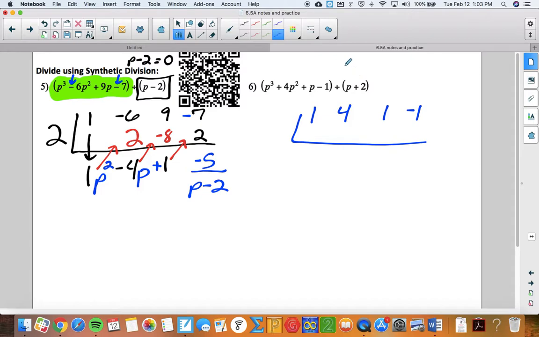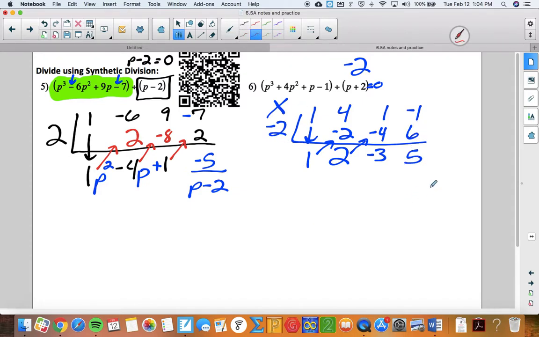So now what we're going to substitute in using synthetic substitution is not this. It's what makes this equal 0, which is a negative 2. So I'm using a negative 2 out in front. Drop down your first coefficient, multiply it by this multiplier, which is negative 2 now. And you add, you get 2. Multiply it by your multiplier, you get negative 4. Add, multiply it by your multiplier, you get 6. Add, you get 5. All right, so now this 5 is your remainder.